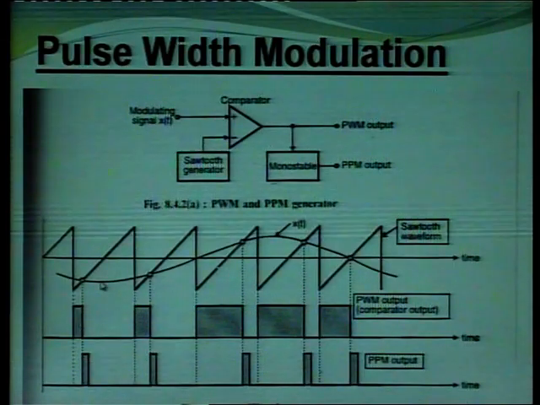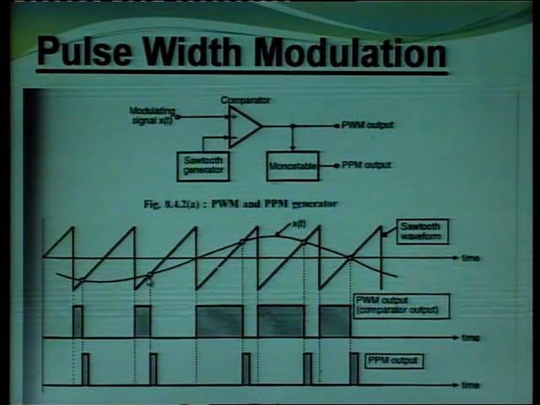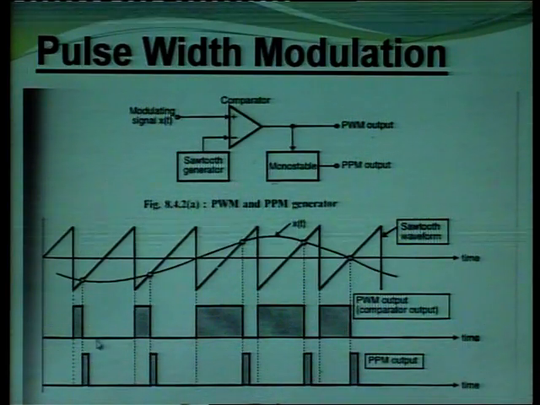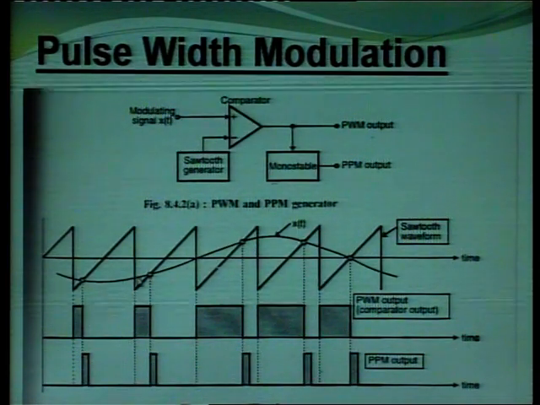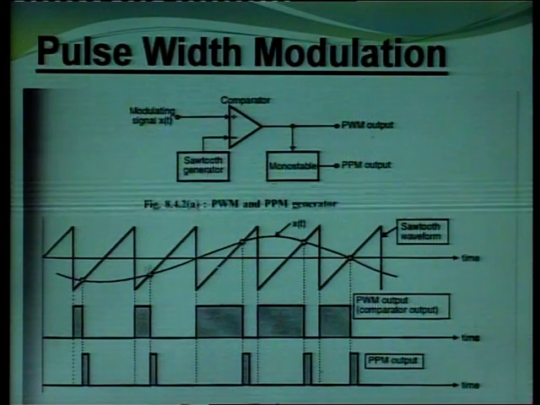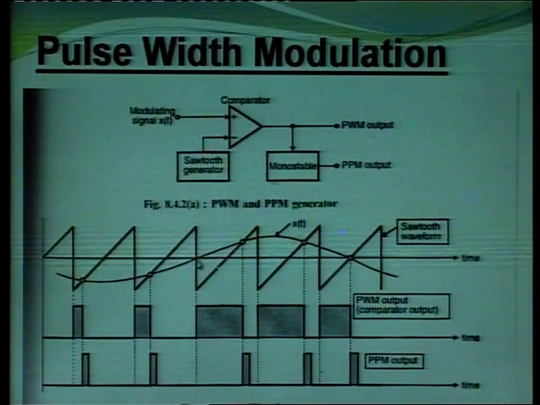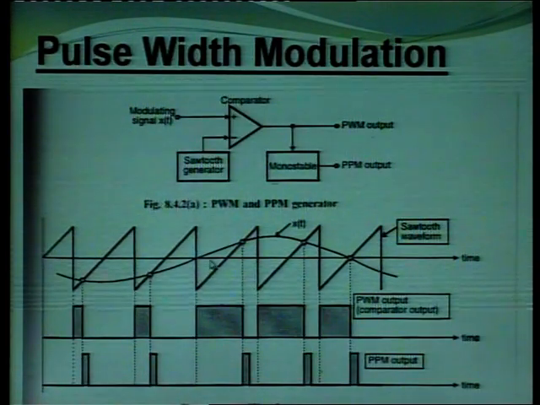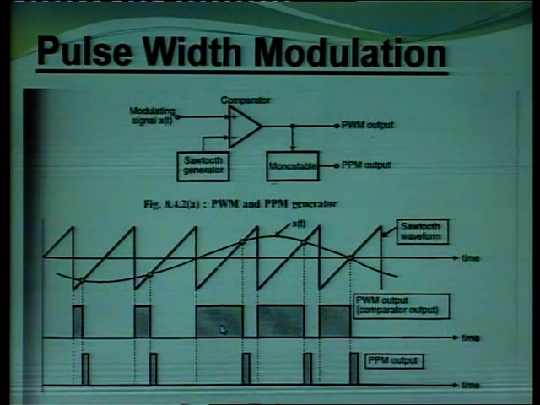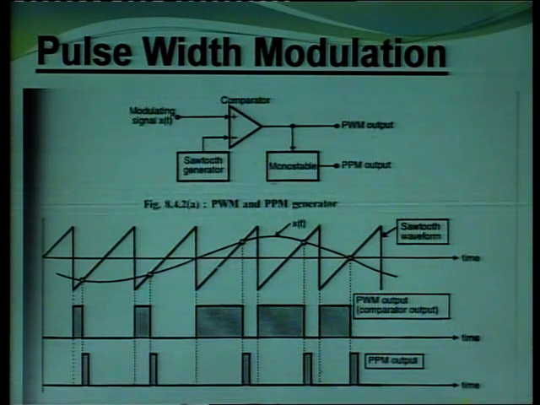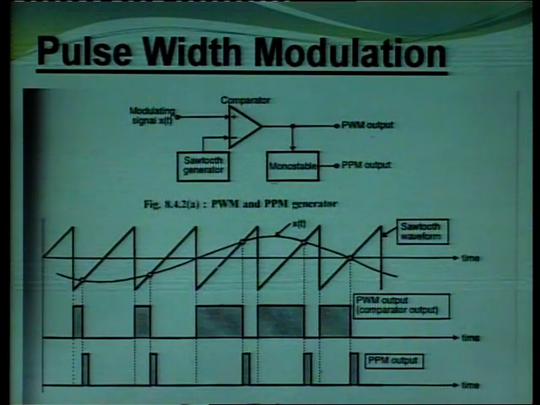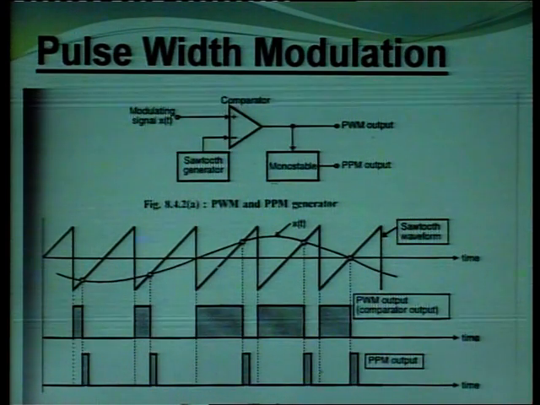When the modulating signal goes low from here to here, as we have seen, the modulating signal is less than this sawtooth signal, we get low. Again here the modulating signal is higher than the sawtooth signal, high, low. Again from here to here the modulating signal is higher than the sawtooth signal, we get high. So, whenever the modulating signal is higher than the sawtooth signal, we get 1, otherwise 0. The comparator compares these two signals.